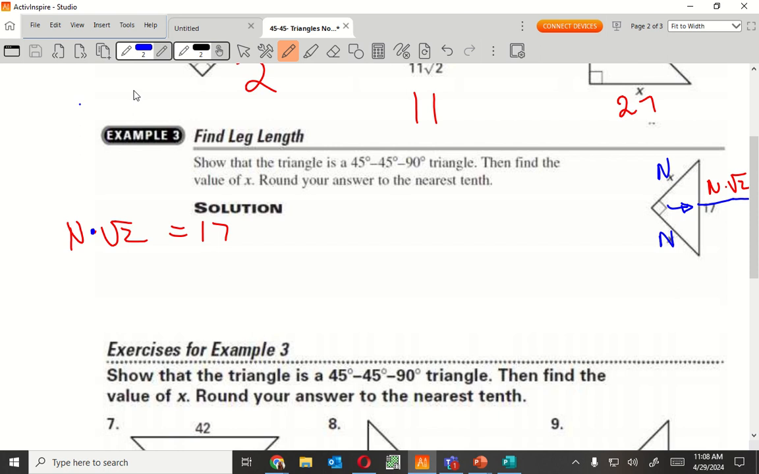Not just 2, square root of 2. So, divide both sides. Those cancel, so I'm left with n is equal to 17 divided by square root of 2. Now, your calculator will do this math for you. Plug it into the NumWorks, and it will do the math.